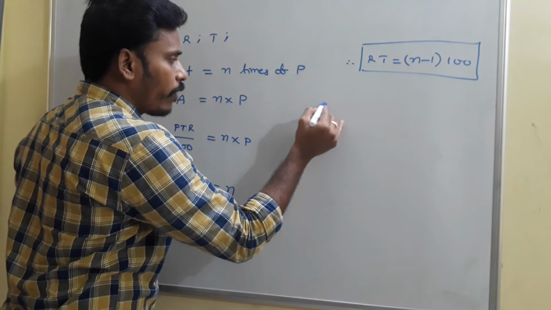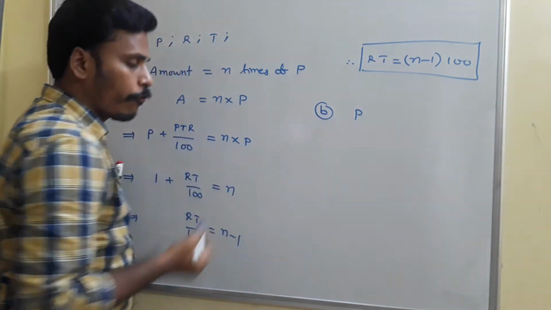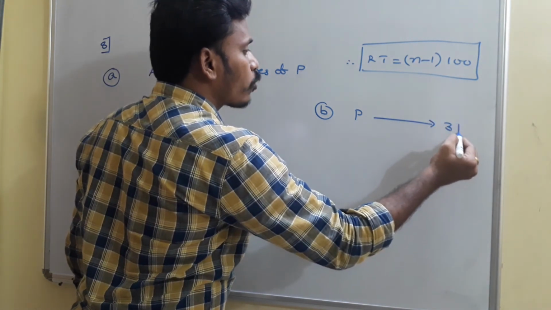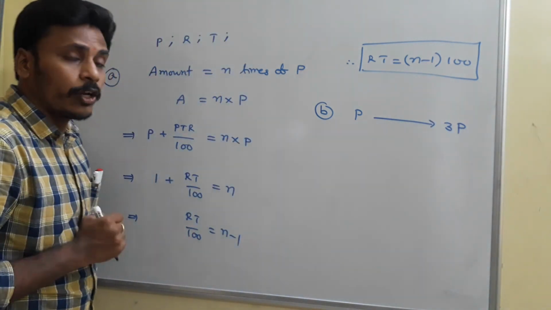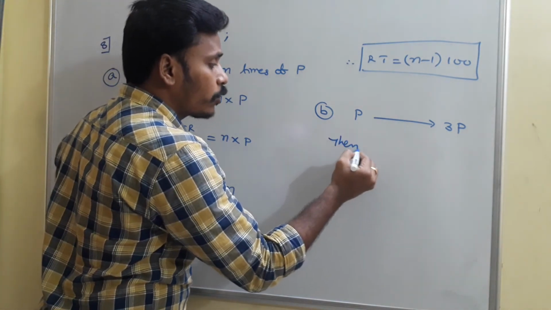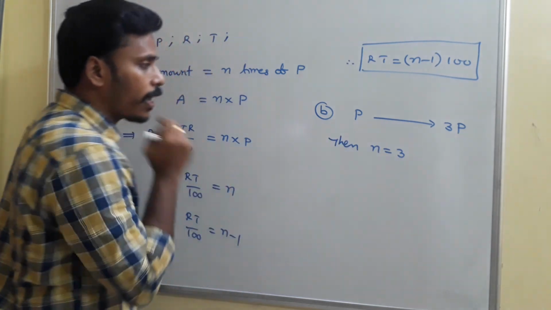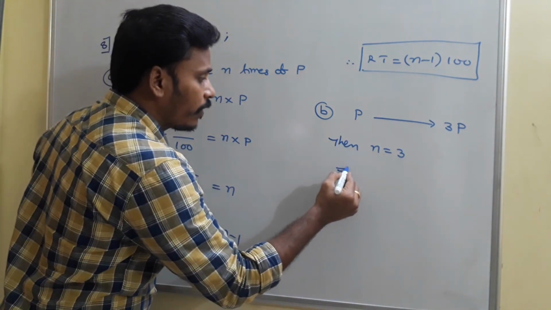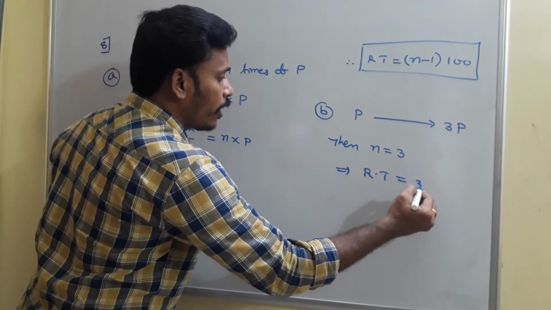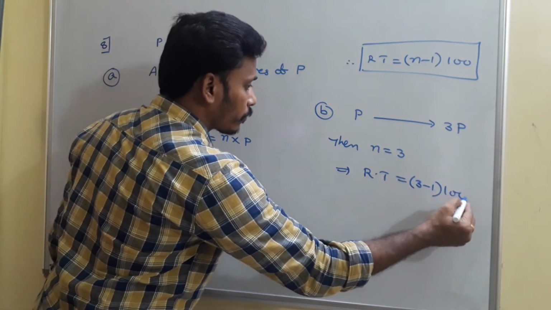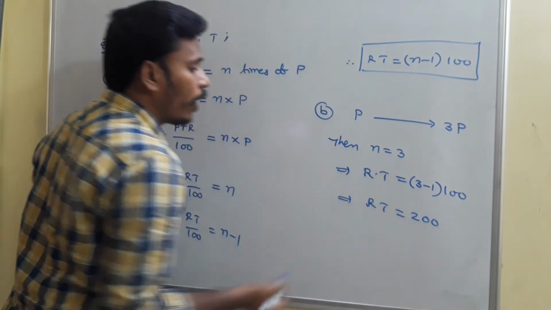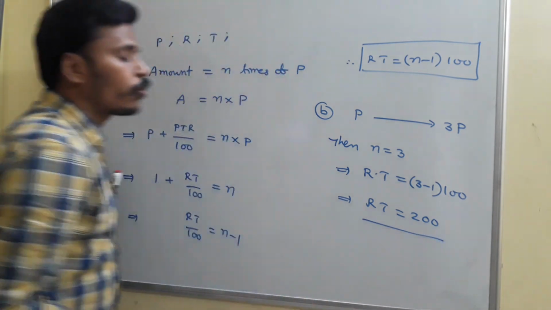Whereas coming to B, suppose I invest an amount P, and if I need to get 3 times the principal, then what is the value of n? It is 3, because I need to get 3 times the principal. Then in this case, from this relation, rate of interest into time is equal to (3 minus 1) into 100. And if you solve, rate of interest into time is equal to 200. So R into T is equal to 200.